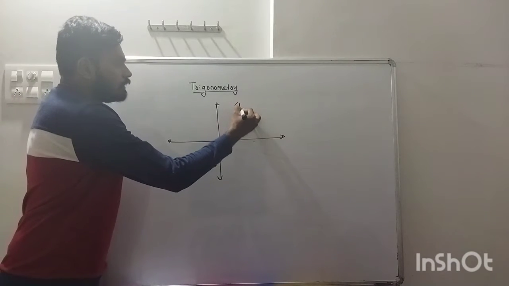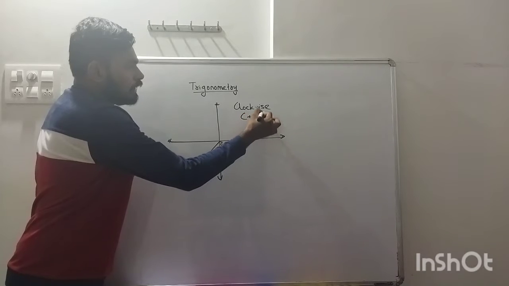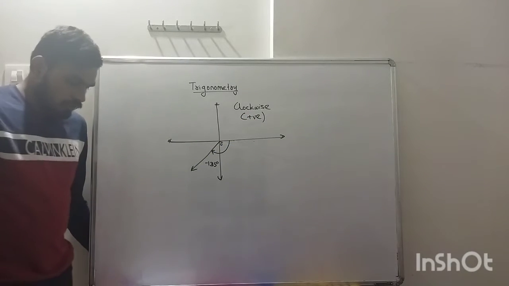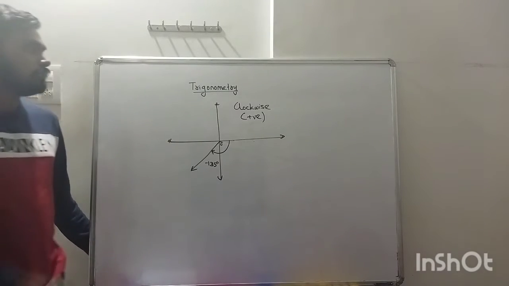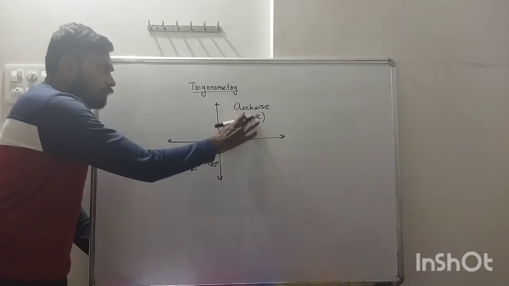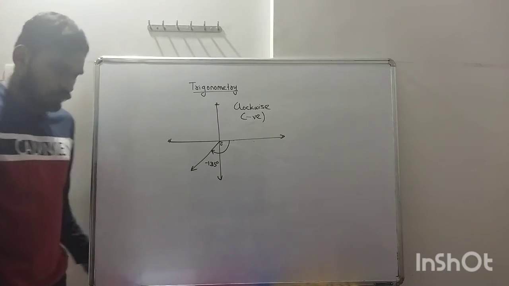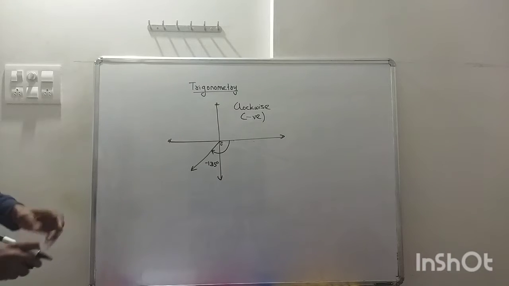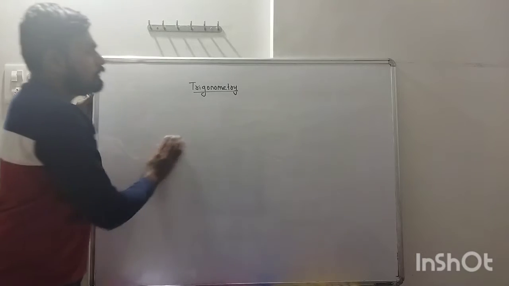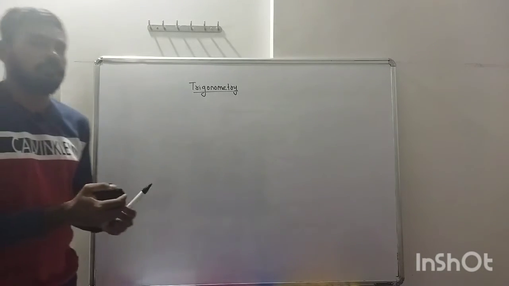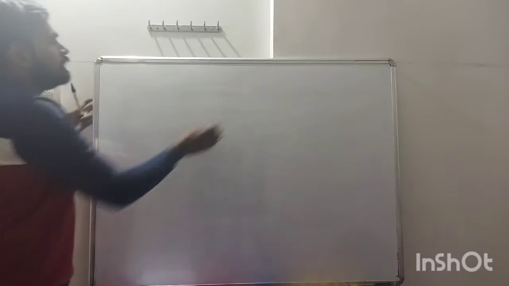So for clockwise rotation, remember, we take the negative sign, and for anti-clockwise rotation we take the positive sign. Understood? So first, we learned about rotation and finding different angles on the coordinate axis. Second thing we'll learn is different measures of angles.